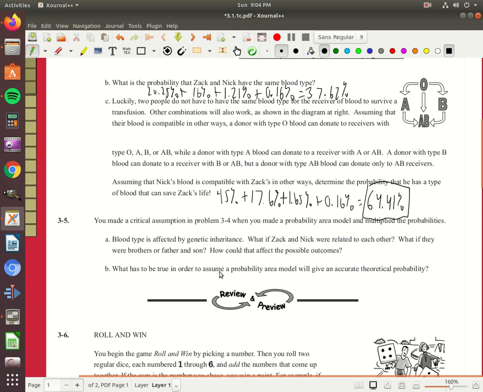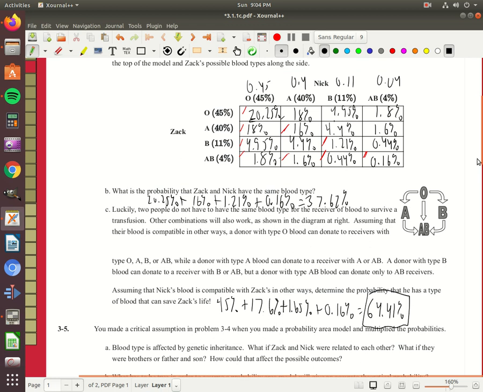And it says, what has to be true in order to assume a probability area model will give an accurate theoretical probability? Well, there's a lot that we have to assume. First of all, we have to assume that he can even jam the bamboo shoot into his vein like we talked about. But also that the numbers are correct, like the shoe example that we used earlier, that we're not talking to a bunch of Mr. Heflins. If you don't know Mr. Heflin, he's a tall guy. He's probably got big feet versus me.